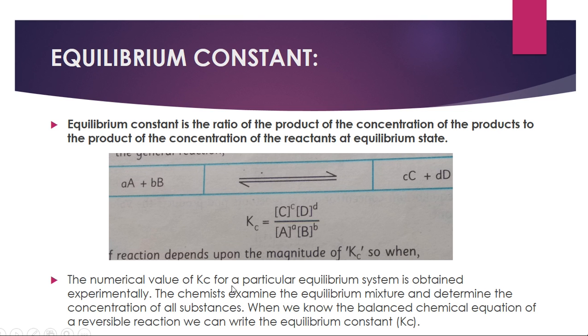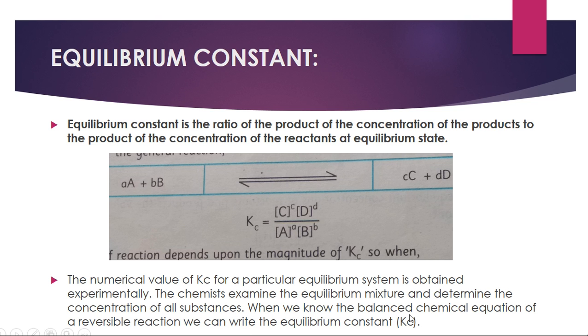The numerical value of Kc for a particular equilibrium system is obtained experimentally. Means you cannot predict the values, but you have to take the values and you have to calculate the Kc by observation and by obtaining their values experimentally. The chemists examine the equilibrium mixture and determine the concentration of all substances. Means a chemist who is observing the reaction and who is carrying it out has to check and determine the concentration of reactants and products as well.